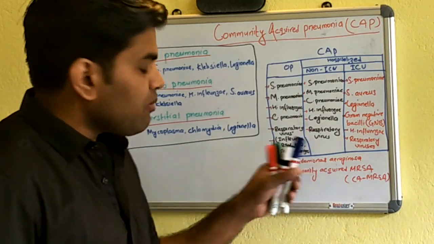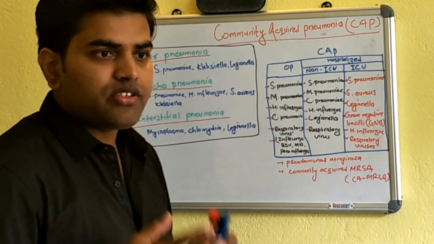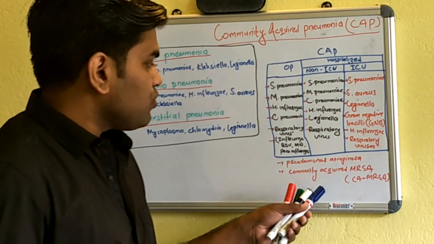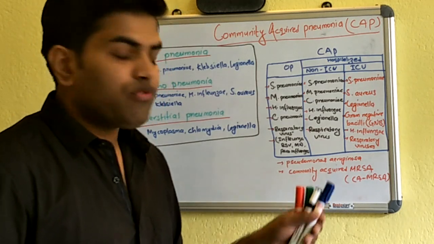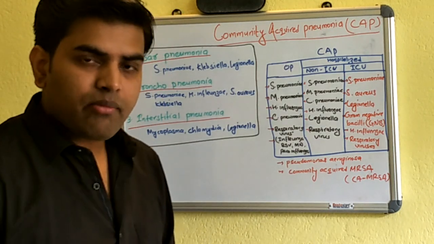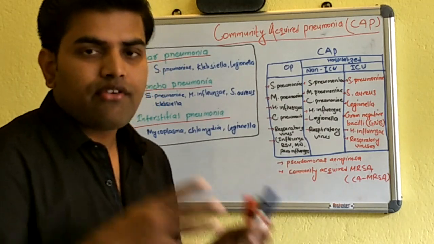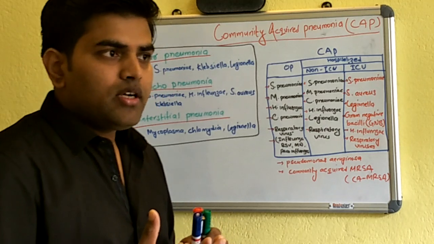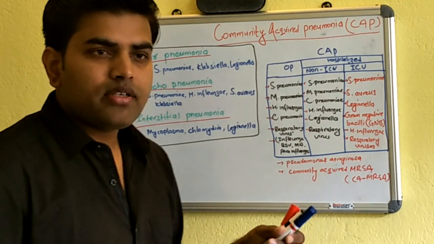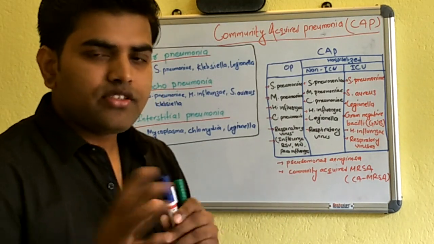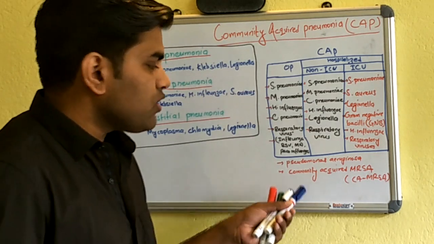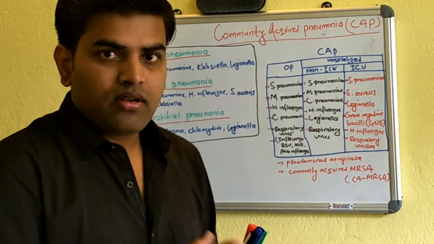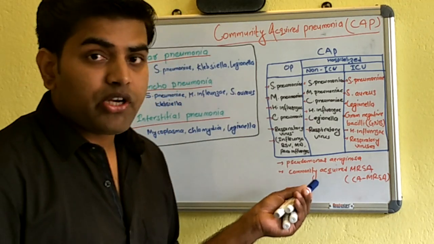MRSA means it is methicillin resistant. It is resistant to many of the penicillins. So we have very limited treatment options for MRSA. MRSA can be community acquired or hospital acquired. The difference between the two is that hospital acquired MRSA is more resistant in comparison to community acquired MRSA.